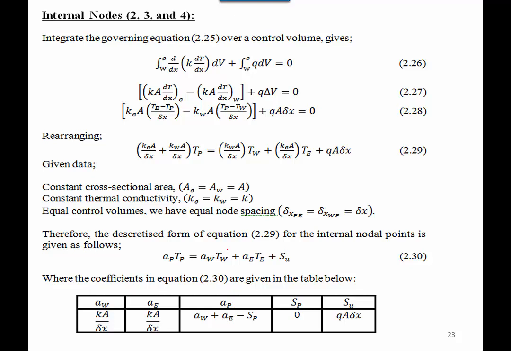All the constant values A west, A east, and A point, and SP and SU will be given in this table. As we see here, A west equals K A over delta x, and A east equals K A over delta x. The same goes for A point, the same as before, and SP equals 0, and SU will equal this term, and this is SU.